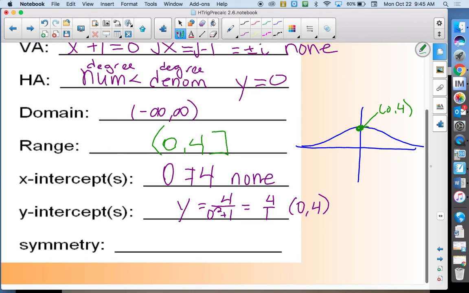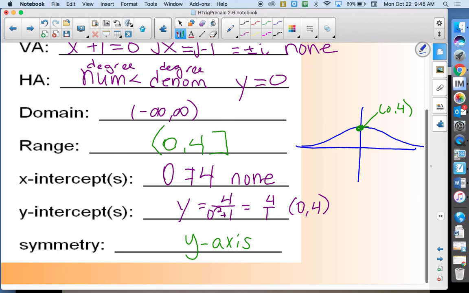Emerson, is there any symmetry? There is x-axis. So close. I think you meant y-axis. Y-axis symmetry. Questions?